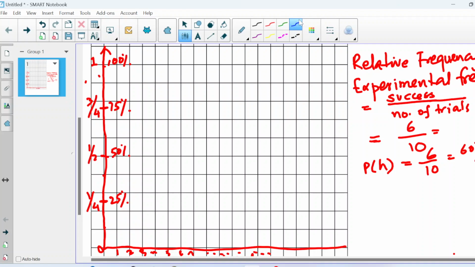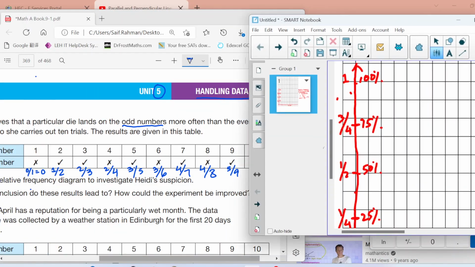Let me draw this with a different color. So for the second one, it was 1 by 2. First it was 0, so we do not just plot here. For the second one, it was here, 1 by 2 or the 50%.